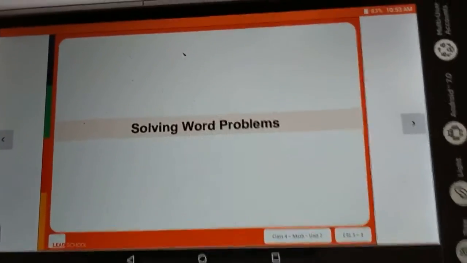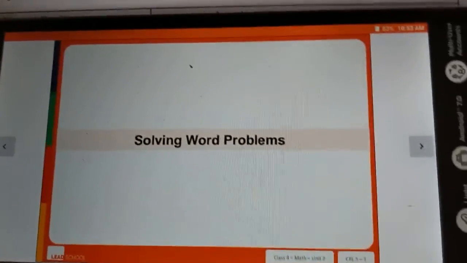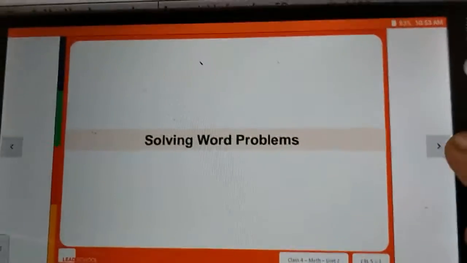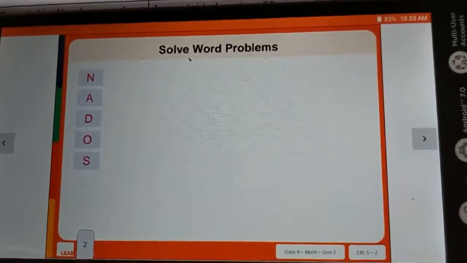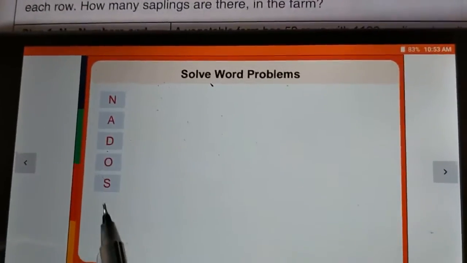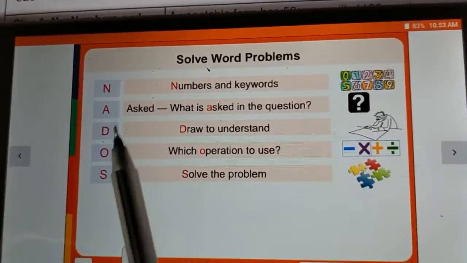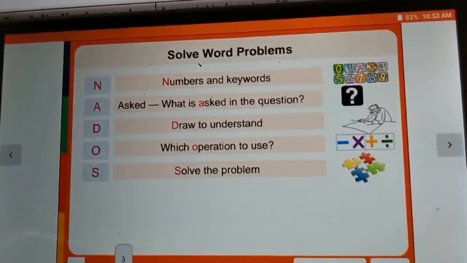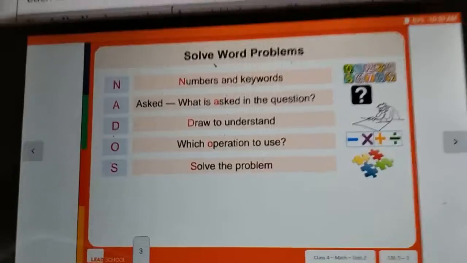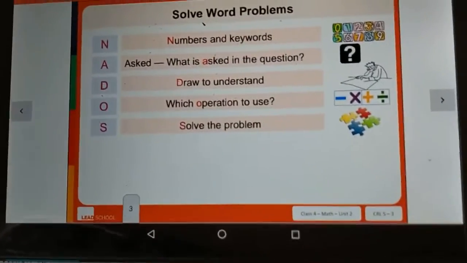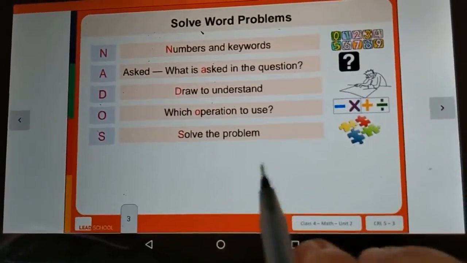So students, in unit number 2, we'll start to solve the following word problems. We'll use the NARROW method. What is the meaning of it? N means numbers and keywords. A means ask, what they are asking in the question. D means draw for understanding. O means which operation we'll use, and S means solution.